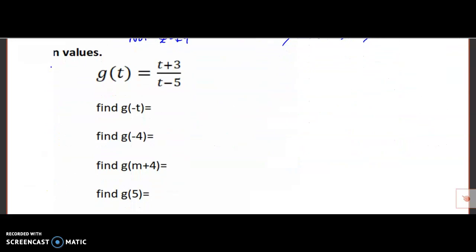G of t is equal to t plus 3 over t minus 5, and I need to find g of negative t. So everywhere I have a t, I'm going to replace it with a negative t. So this is negative t plus 3 over negative t minus 5. Well, since I'm not squaring those t's, it just stays as a negative t plus 3 in the numerator, negative t minus 5 in the denominator. If I were squaring those, then I'd have to square the negative as well.